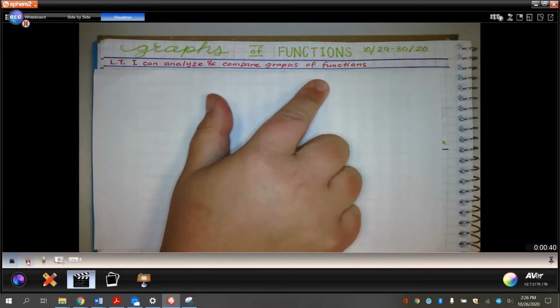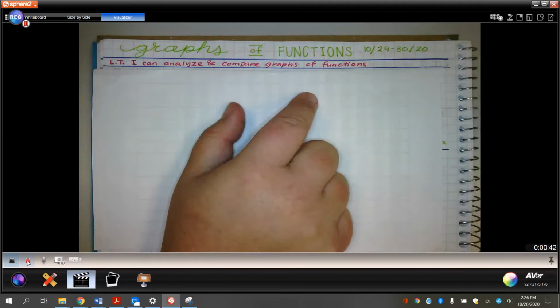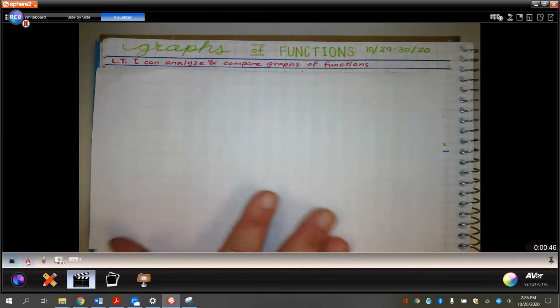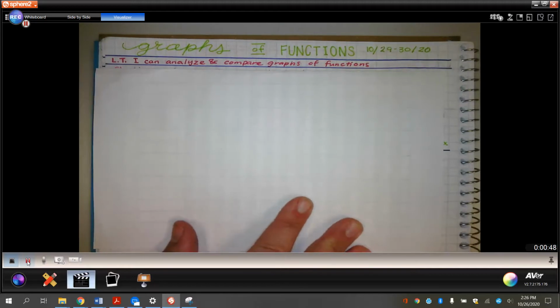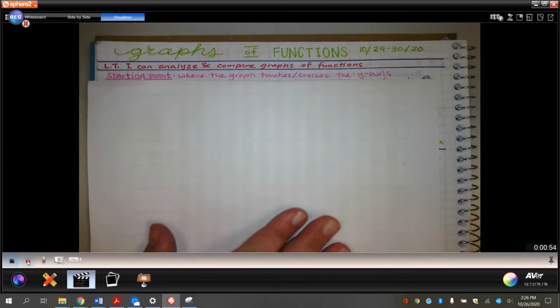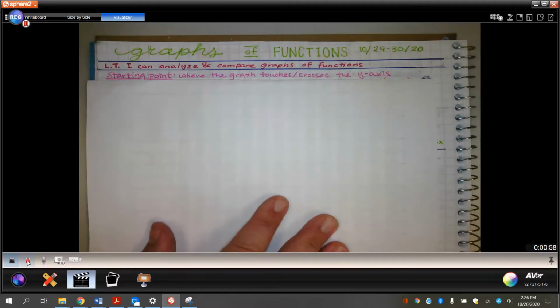Okay, and just to again start off, I always like to do a little vocabulary so we know the right terms that I'm going to be using. So firstly, starting point. A starting point is where the graph touches or crosses the y-axis. Okay, it also will have a significant meaning in the problem situation as well.